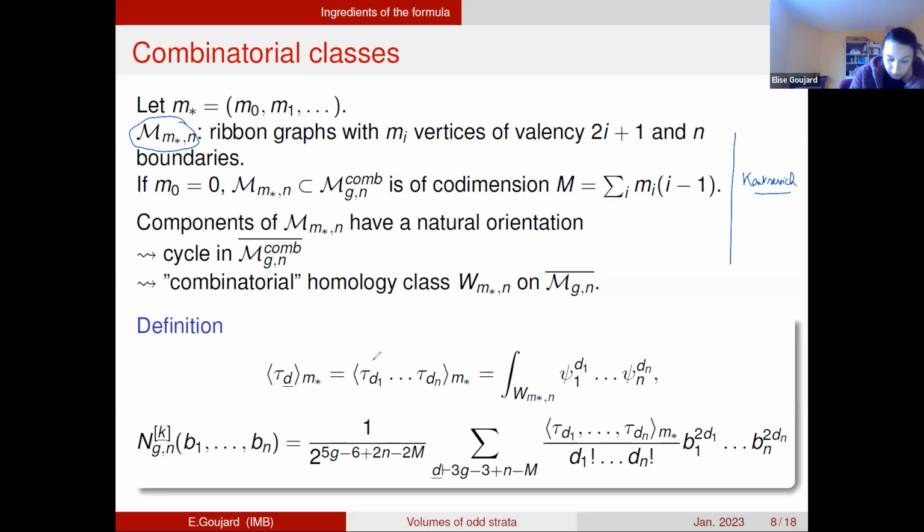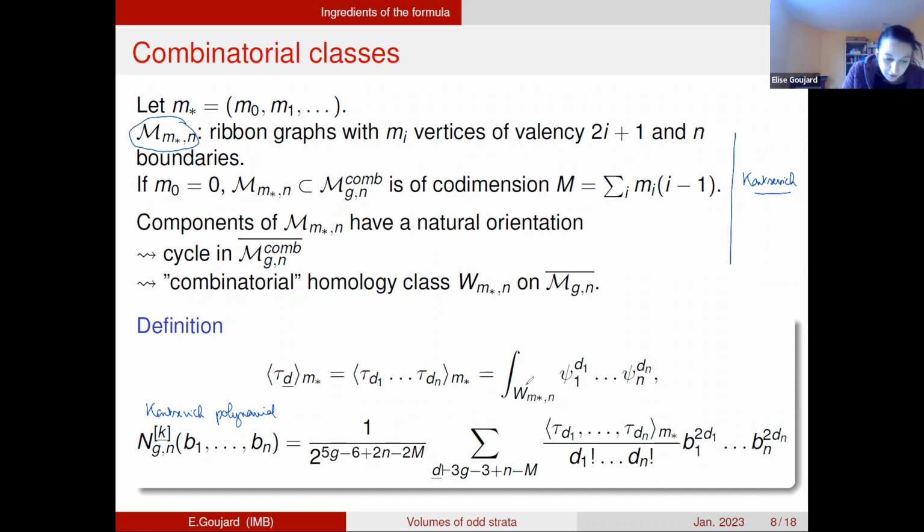Okay, so the intersection numbers that I need are just the intersection of the psi classes along this homology class. If you don't know what psi classes are, it's not a big deal, because I will explain how to compute these numbers and what I use about them. So I don't want to define properly all these numbers. But here is what I call the Kontsevich polynomial. It's just a polynomial with these coefficients.